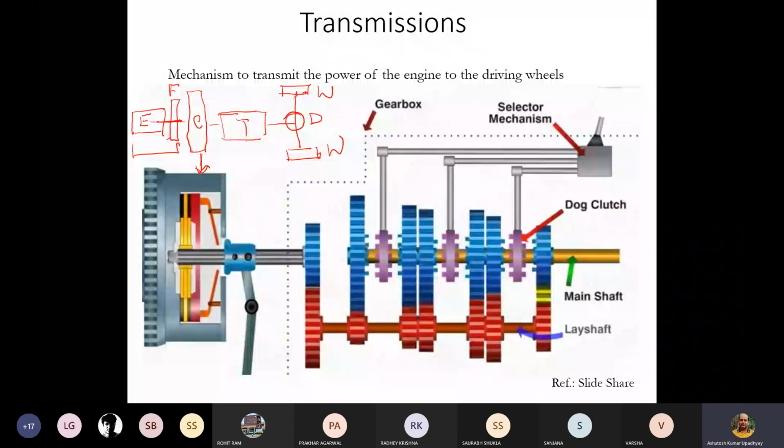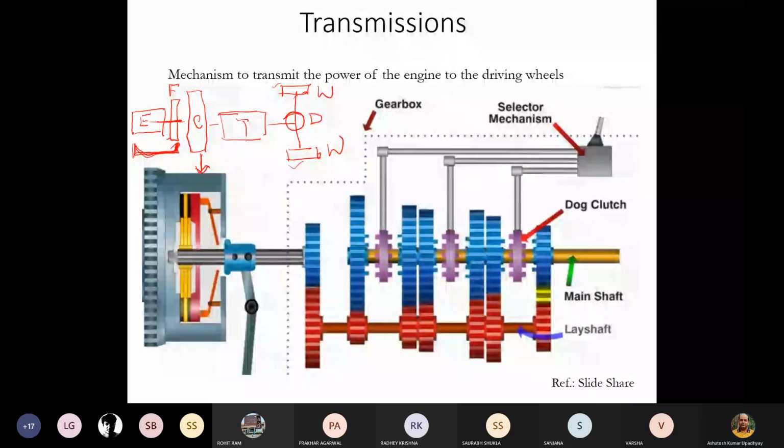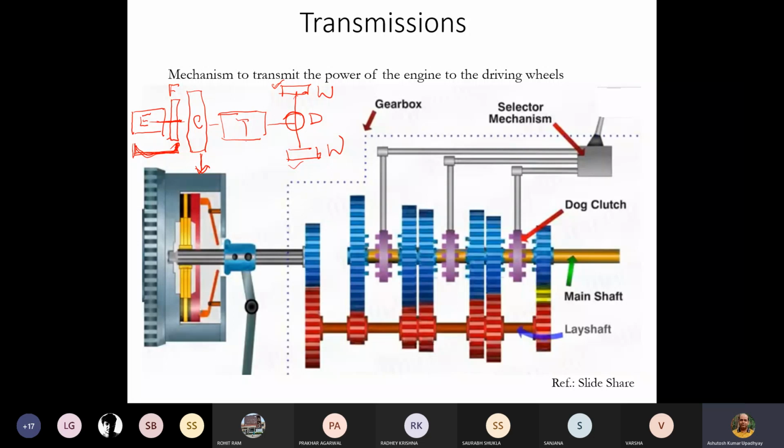So what is happening here, if you see, the actual procedure is what? In general, the engine is always running, because you cannot switch the engine on and off always. So the engine will always be in the running condition. If you are driving and you want to stop the car, you want to stop basically these wheels. If you are willing to stop the wheels, it means there should not be any power transmission through this particular axle, this transmission shaft or main shaft, to the wheels.